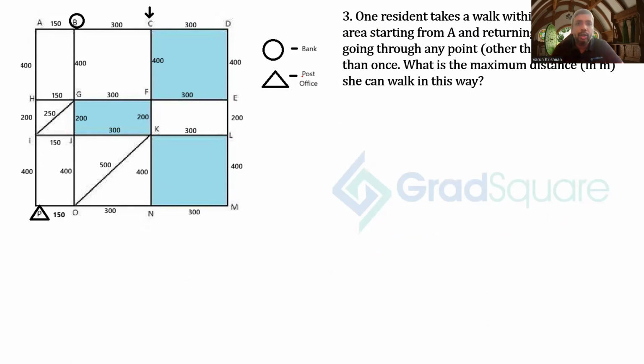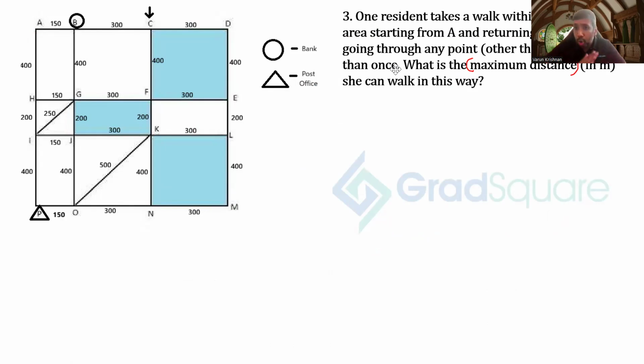Next, we have this question number 3, which says one resident takes a walk within the gated area, starting from A and returning to A without going through any point other than A more than once. So he starts from A, this is where he lives, and then he travels as much as possible because they are asking us to calculate the maximum distance. But he can touch each point only once, apart from A, of course, which is going to be the starting and the ending point.